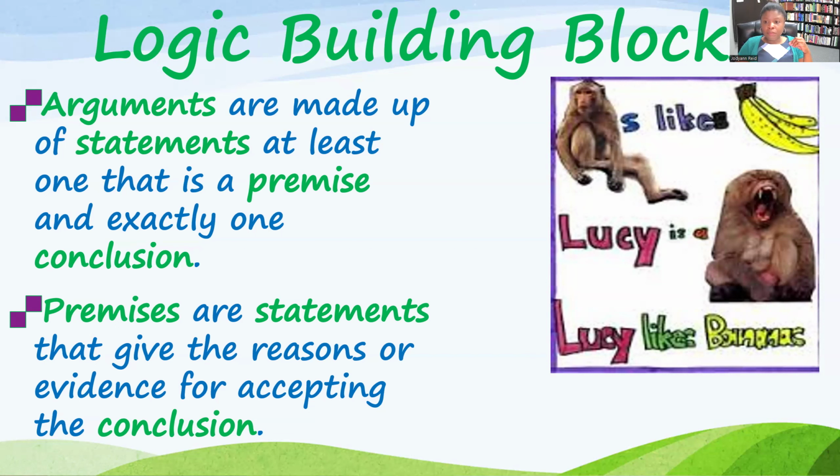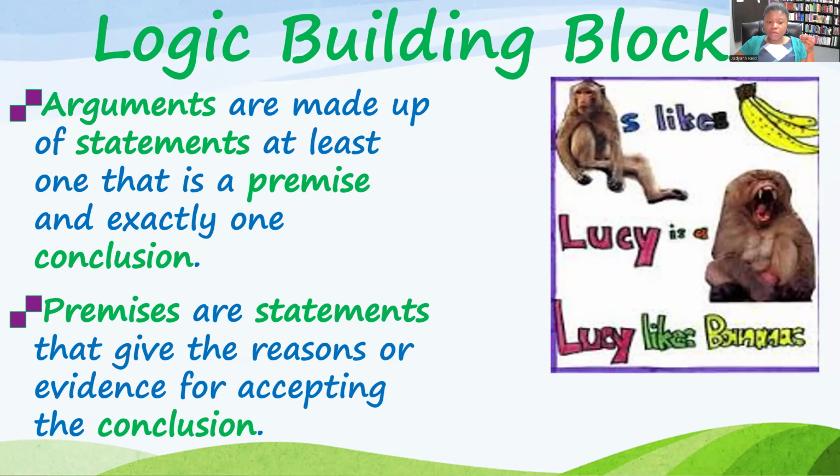Let's look at them. Monkeys like bananas. Is that a sentence that is capable of being true or false? If you said yes, you're right. Same with Lucy is a monkey. Is that capable of being true or false? Yeah, because Lucy could be a giraffe. So in this case, Lucy is a monkey. And then look at the conclusion. Therefore, Lucy likes bananas. That is also a statement because it is capable of being true or false.